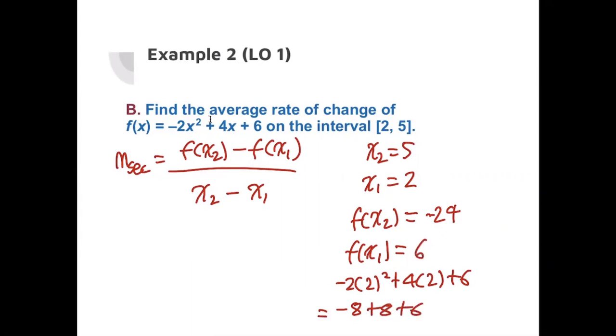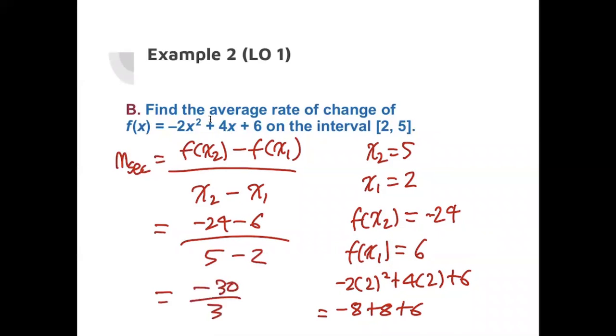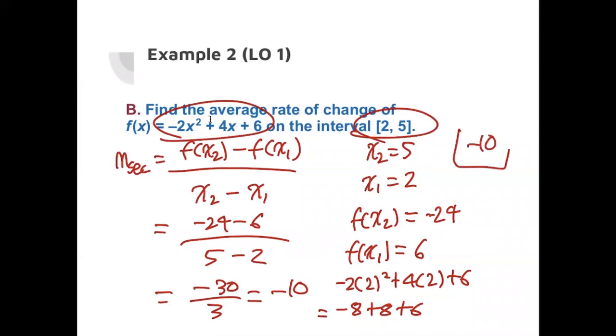So plug in -24, -6, 5 minus 2, -30 over 3, -10. So the rate of change for this function in this interval would be -10.